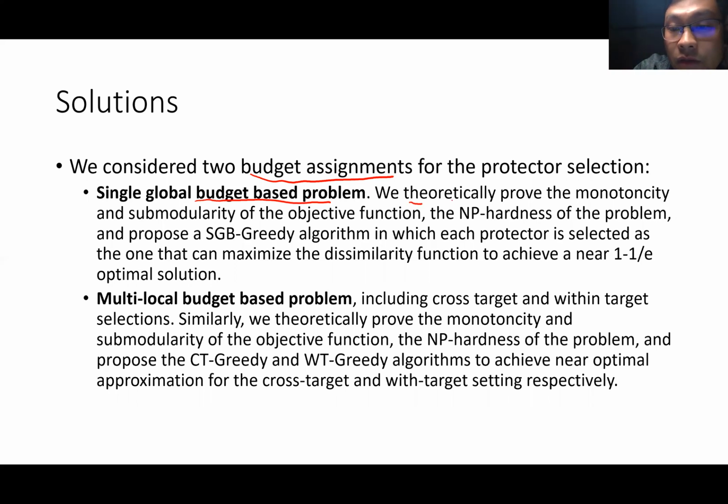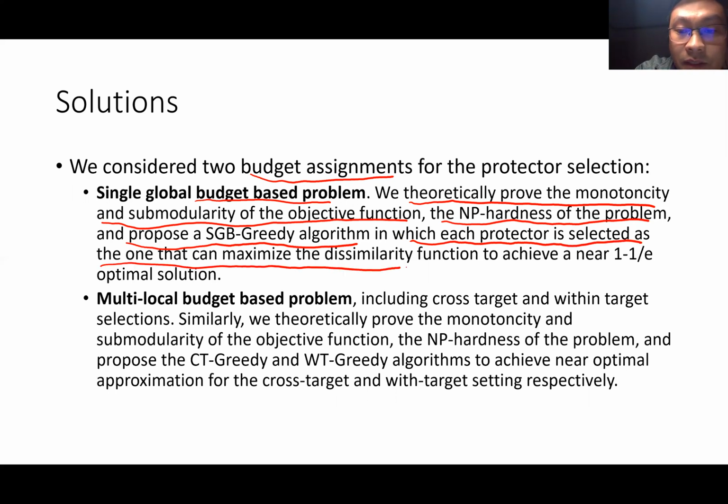We theoretically prove the monotonicity and submodularity of the objective function and the NP-hardness of the problem, and propose an SGB greedy algorithm in which each protector is selected as the one that can maximize the dissimilarity function to achieve a near optimal solution. The second is the multi-local budget-based problem.